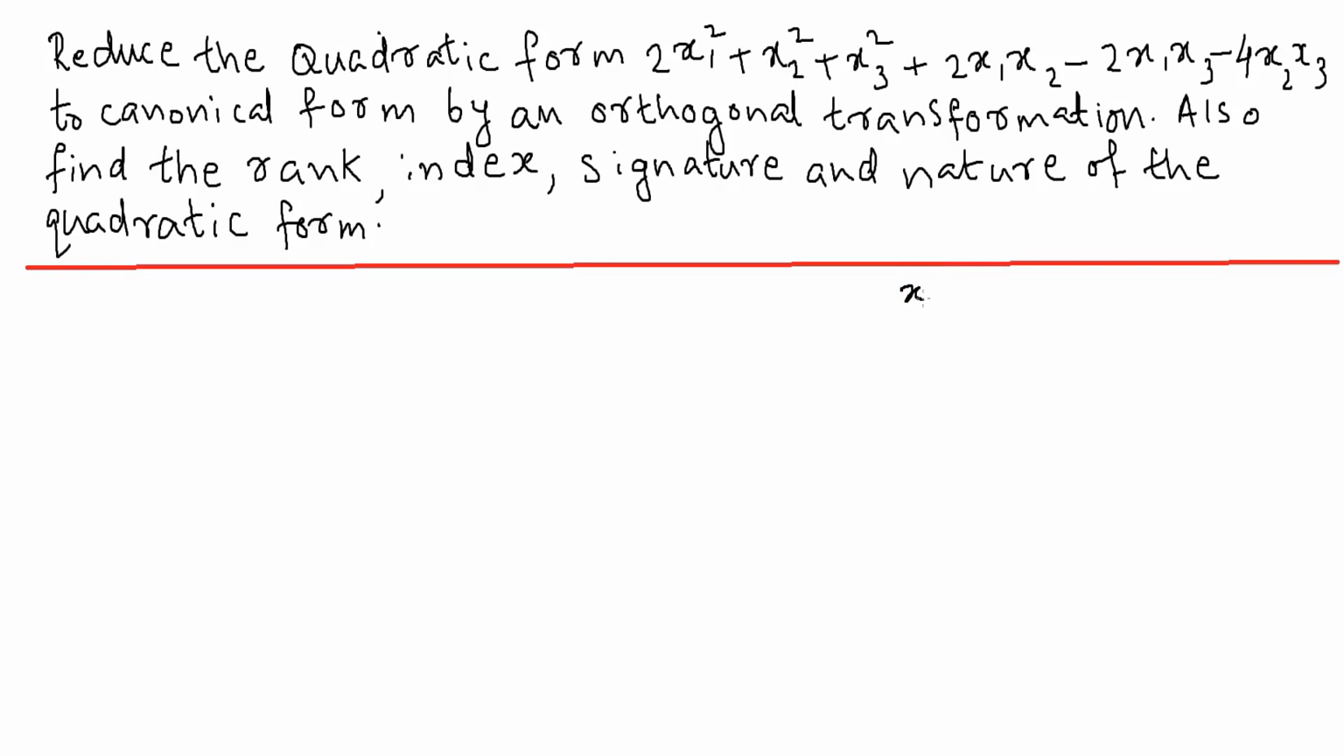In this question, we are given a quadratic form 2x1 square plus x2 square plus x3 square plus 2x1 x2 minus 2x1 x3 minus 4x2 x3. From this quadratic form, we are going to construct a matrix and then we will reduce the matrix into canonical form. From the canonical form, we will get the rank, index, signature, and nature of the quadratic form.